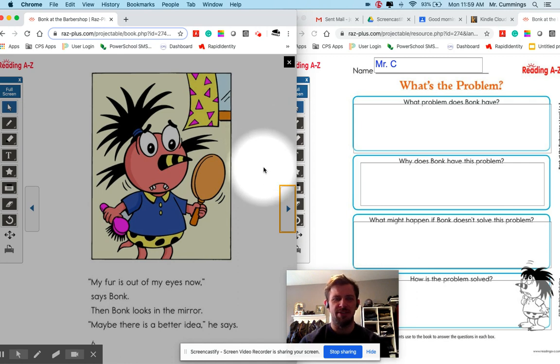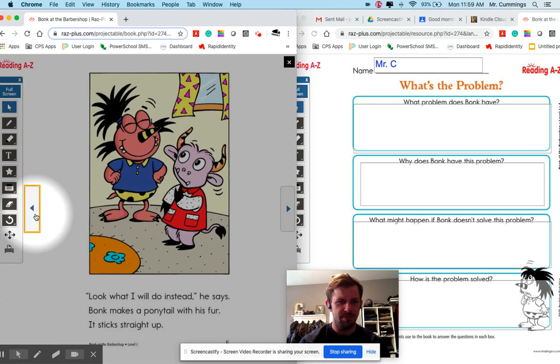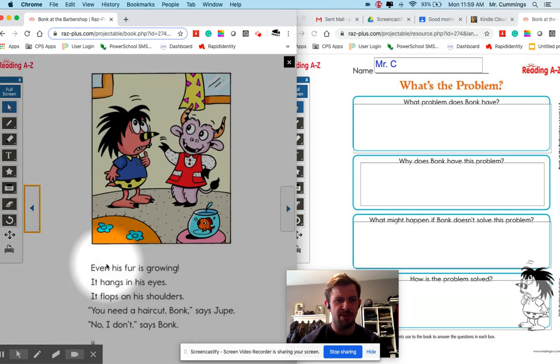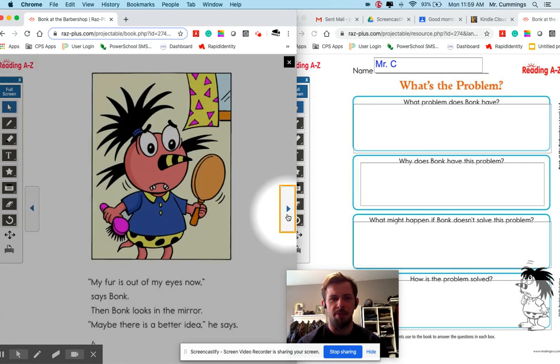What problem is he having? No, it's a pretty good ponytail. What was his problem? Let's look back. His fur, even his fur is growing. It hangs in his eyes. Maybe that could be his problem. Let's see.